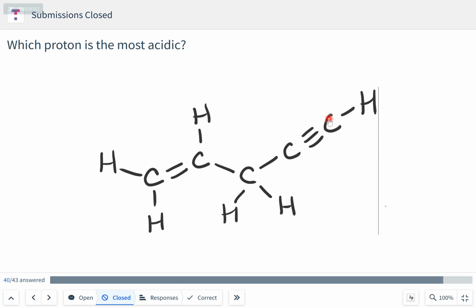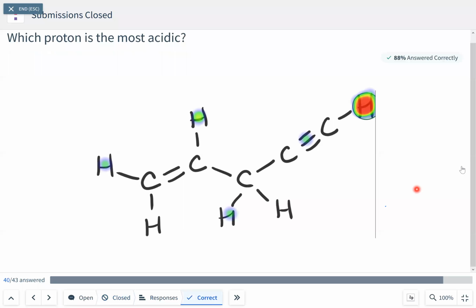And so that would mean that this hydrogen is using its 1s orbital. This carbon's using an sp orbital to make this bond, whereas for this bond and this bond, the carbon's using sp2 hybrid orbitals, which would be higher in energy. And then these protons here would be sp3 orbitals on the carbon, so that would be even higher in energy. So the most acidic proton is the one right here, and that of course is correct. Excellent.